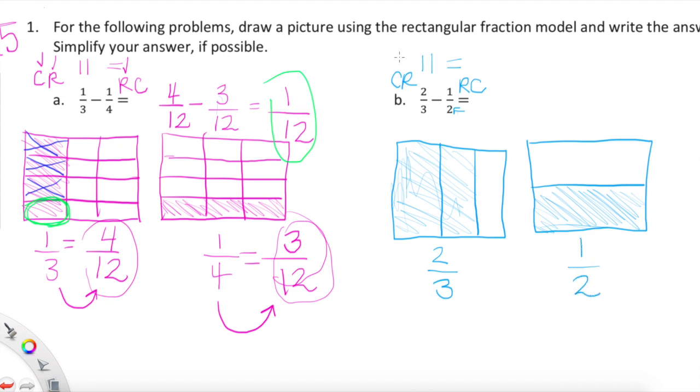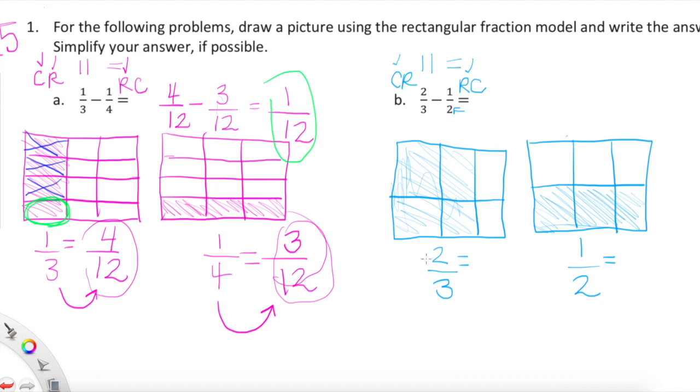So I've done my columns for 2/3. I've done my rows for 1/2. Now we need to lay halves onto our thirds using rows. And now I'm going to lay columns, 3 columns onto our 2 rows. The reason we're doing this is that we're showing a common denominator.